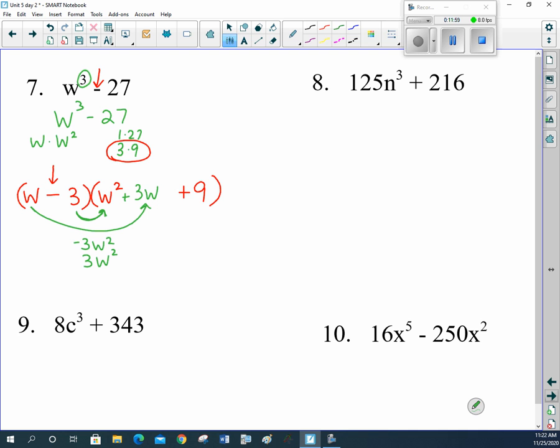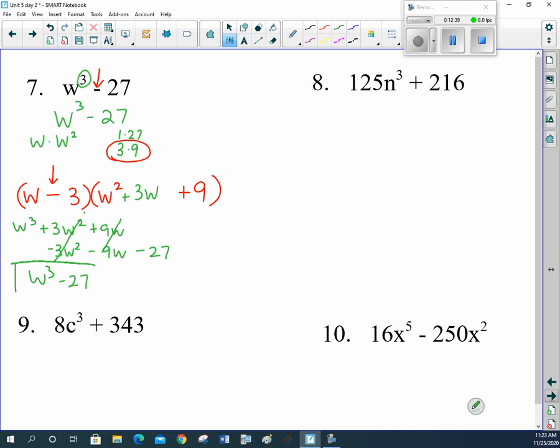Okay, let's check that and see if that's going to get everything to drop out. So once again, I'm going to go w times w squared, that's w to the third. W times the 3w, that was the 3w squared, which we just created. W times 9 is 9w. Negative 3 times w is negative 3w squared. Negative 3 times positive 3 is negative 9w. And negative 3 times negative 9 is negative 27. And look, they ended up crossing out, and we ended up with w to the third minus 27.